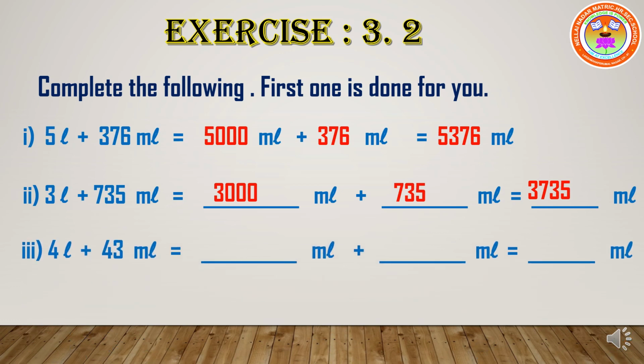Next one. 4 liter plus 43 milliliter. So 4 liter can be written as 4 into 1000, that is 4000 milliliter plus 43 milliliter. On adding 4000 plus 43 milliliter, we get 4043 milliliter. Understood, children?